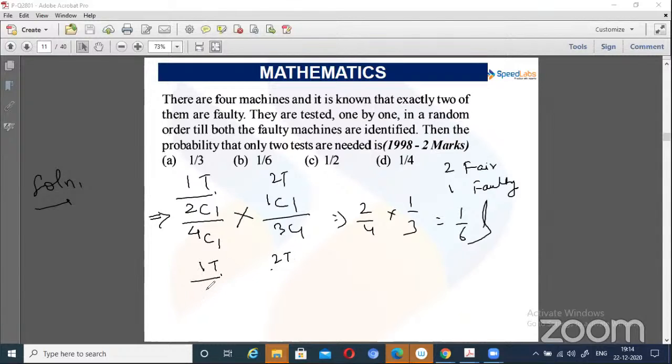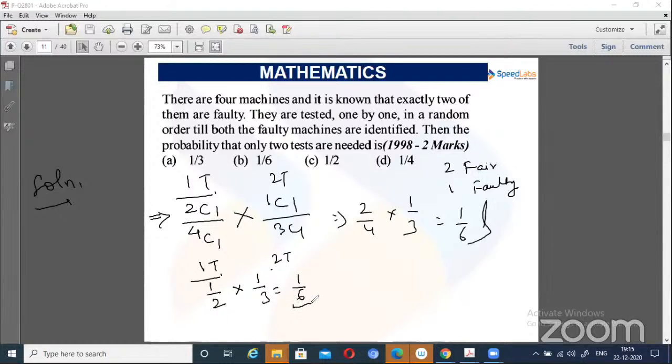If I catch the not faulty machine in the first go, then my probability is half. If I again don't catch the faulty machine in the second go, then my probability is 1 by 3, which is 1 by 6. Okay.